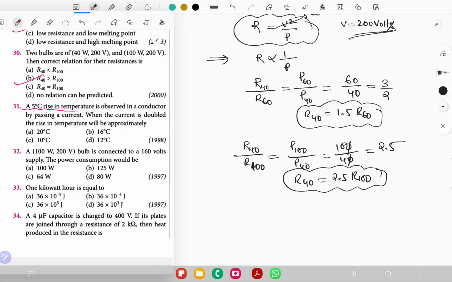A 5 degrees Celsius rise in temperature is observed in a conductor by passing a current. When the current is doubled, the rise in temperature will be approximately?